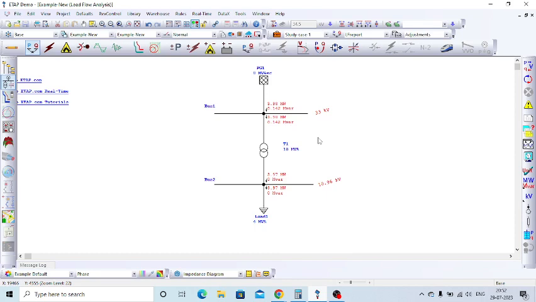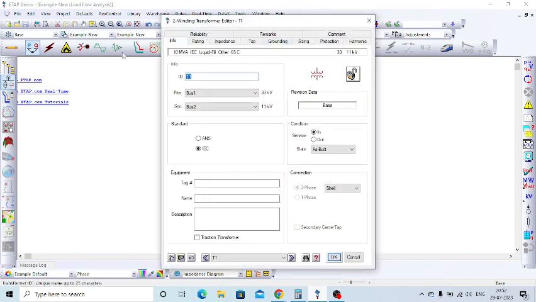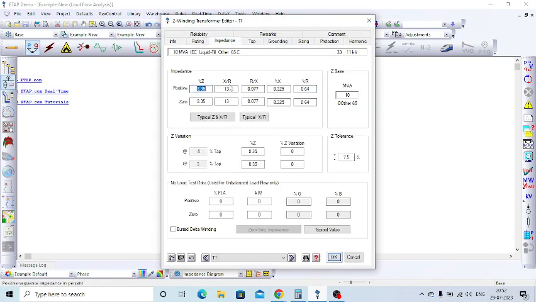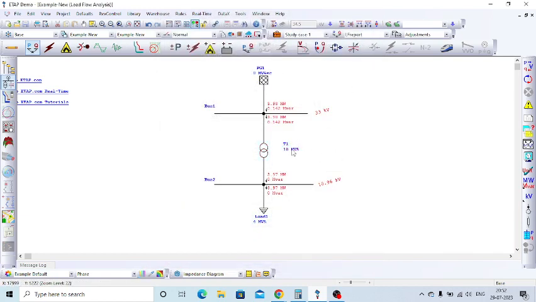So we know the transformer is an inductive device, so it has impedance. In the transformer impedance, it not only has a resistive component, but it also has some reactive component. Due to that, the transformer always needs some reactive power to energize. For operating the transformer we need some reactive power, and that reactive power it is consuming from the power grid.